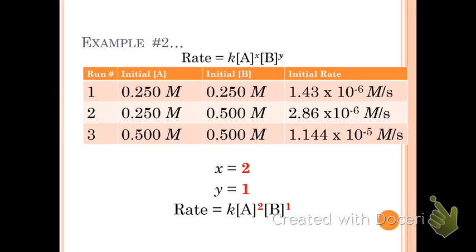Pause the video, make sure you understand what we've done, make sure you understand why it looks the way it looks, why we plug those into the rate law expression, and press play when you're ready.